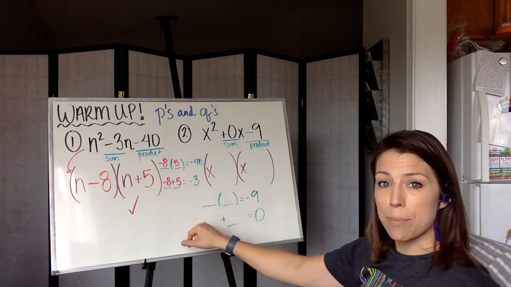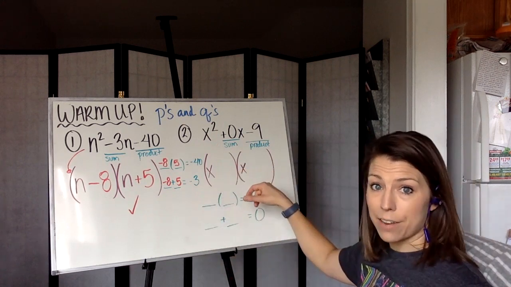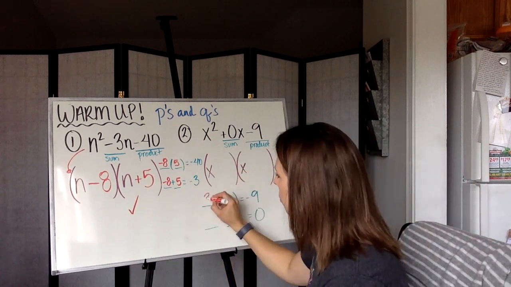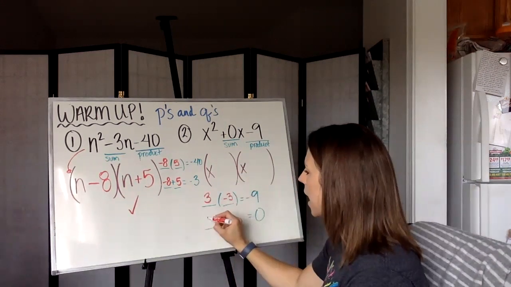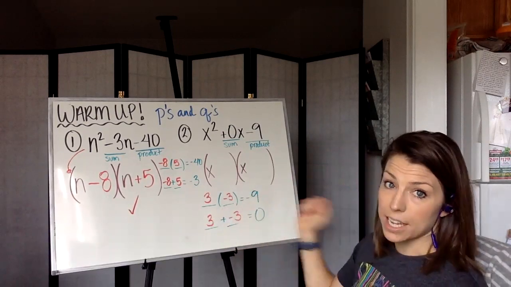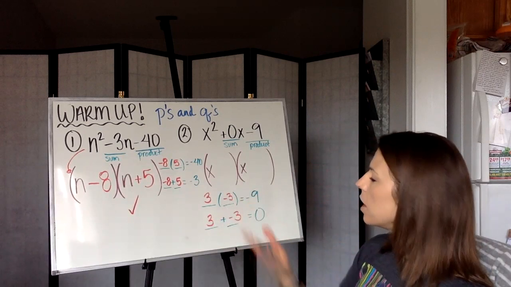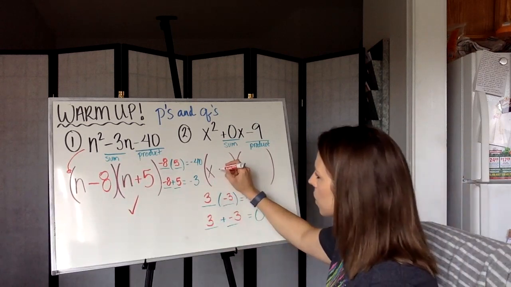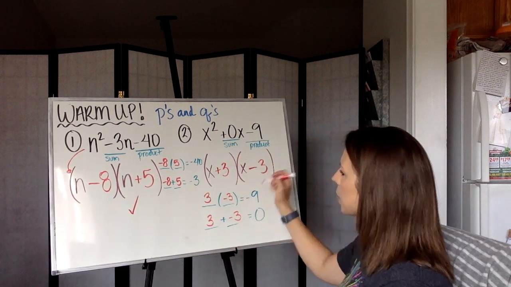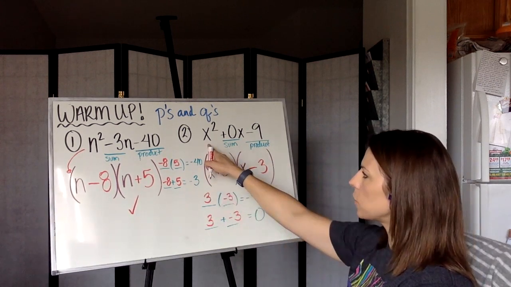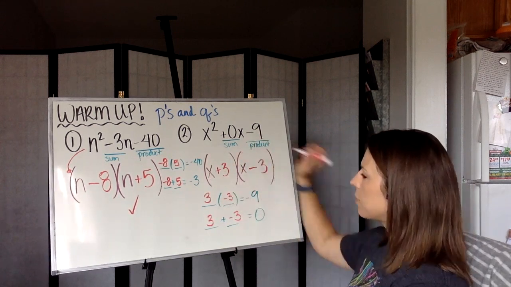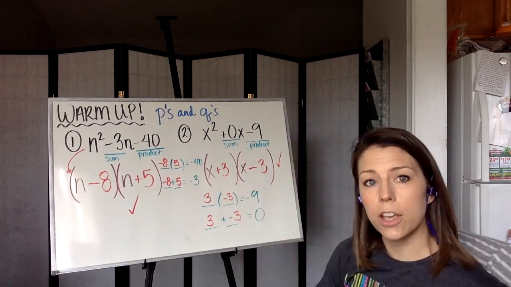Basically, what opposite numbers multiply to negative 9? What about 3 and negative 3? 3 times negative 3 is negative 9. 3 plus negative 3 is 0. So I found my two numbers. My two numbers are positive 3 and negative 3. Do a quick check. x times x is x squared. 3 times negative 3 is negative 9. And 3 plus negative 3 is 0. We are looking good.